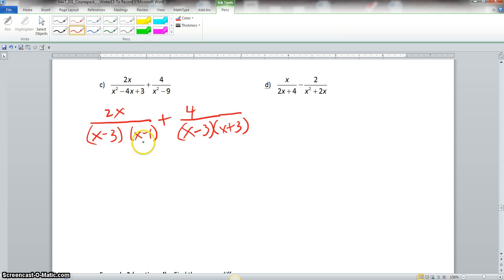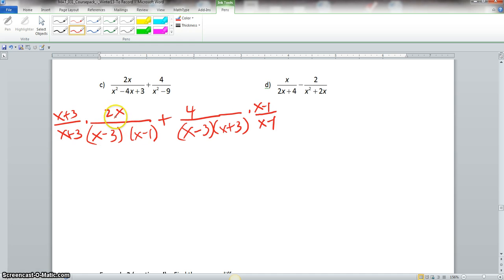Now we compare here. Both of these have an x minus 3. But we have one here with an x plus 3 and one with an x minus 1. So what we need to do is multiply this by what is lacking. This is lacking an x plus 3. So we multiply the numerator and denominator by x plus 3. And over here, this is lacking an x minus 1.